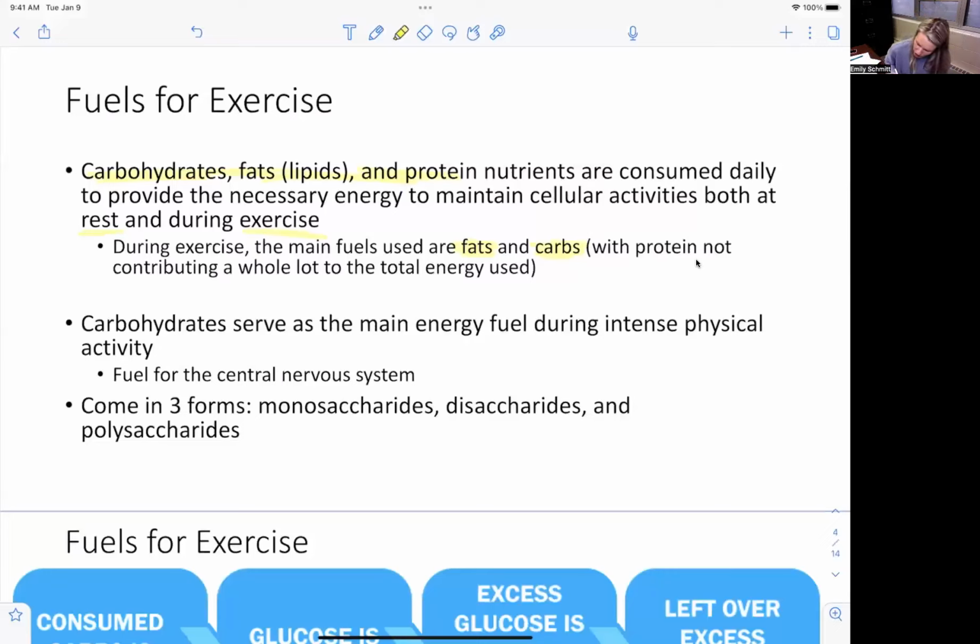So carbohydrates will serve as the main energy fuel during intense physical activity. So this is also fuel for the central nervous system. We have monosaccharides, disaccharides, polysaccharides. We don't have time, and I'm not an expert on the nutrition level by any means. I love it. I'm fascinated by it. I think that nutrition and exercise physiology really go hand in hand, but that's not my area of expertise. So if you want to learn more about that, definitely take a nutrition class, but we're going to really focus on fuel for exercise and how that looks.